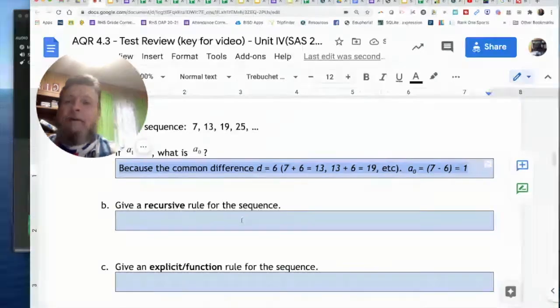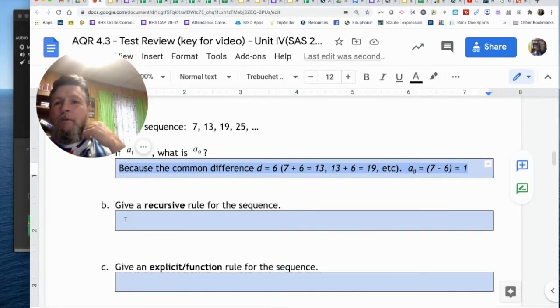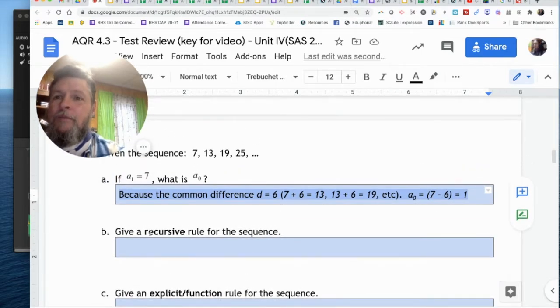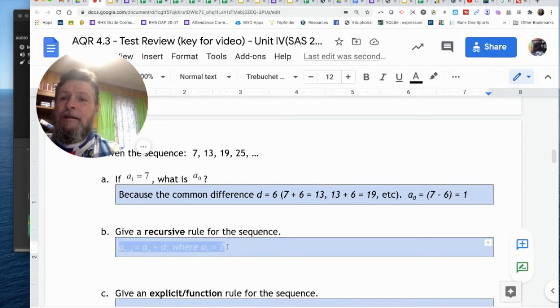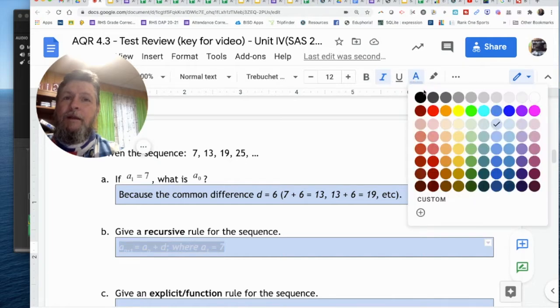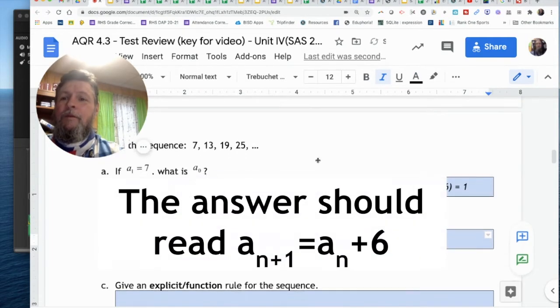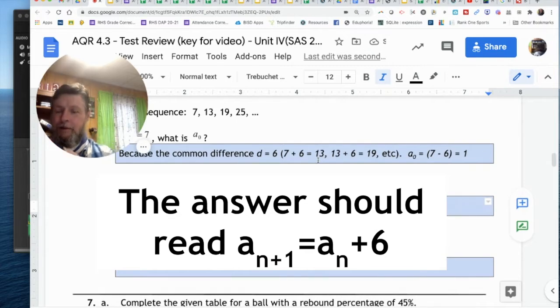What is a recursive routine or a recursive rule? It's pretty simple. We know that a1 is 7 because it's given right here. What do we do to it every time? We add the common difference d, which is 6. So a subscript n+1 equals a subscript n plus d, where a1 equals 7. Okay, I'm going to change that to the right color so you can read it. And there you go. What about an explicit function rule for the sequence?